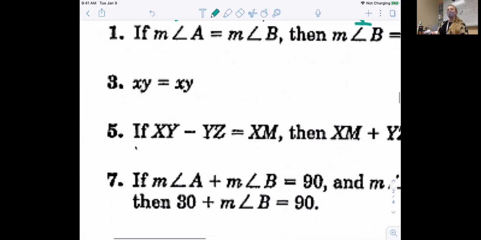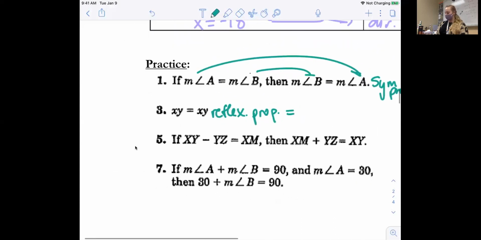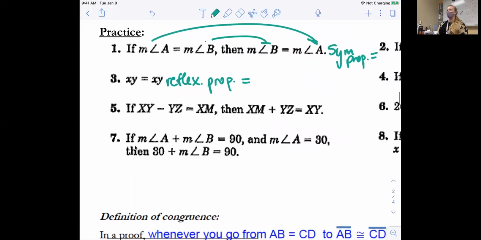Let's just do the same column. Who knows what 3 is? 1, 2, 3, 4, 5, 6. Bam. Reflexive. Good. That's fine. Symmetric. Let's do the last 2 and then I'll clean your desks.